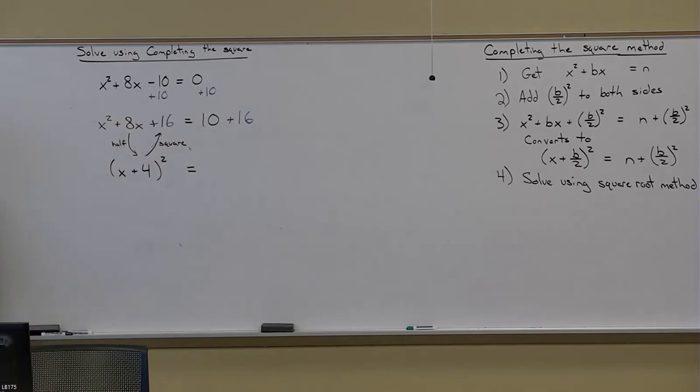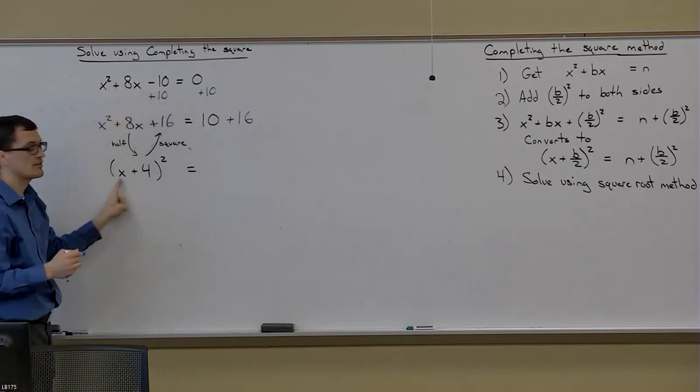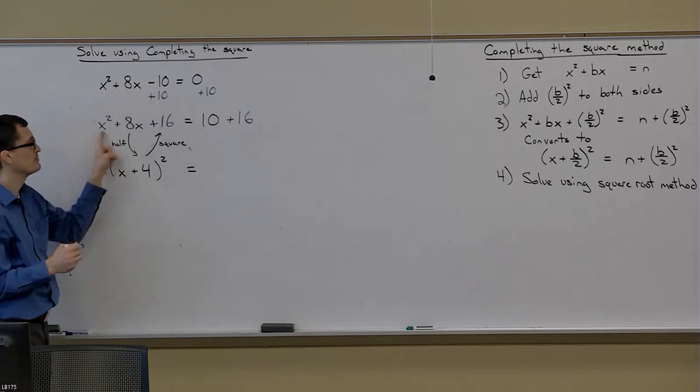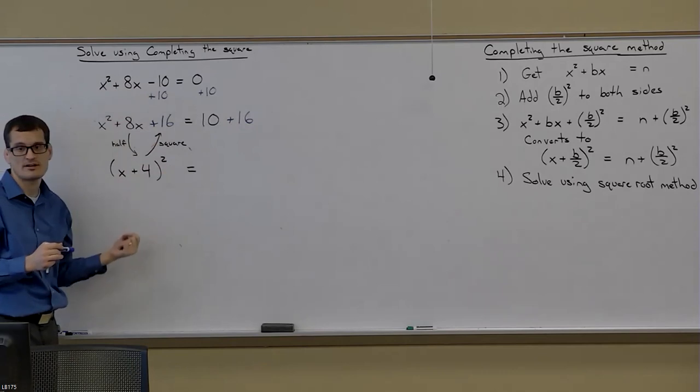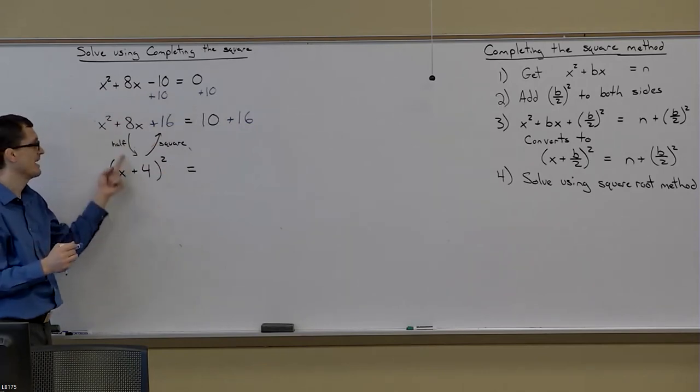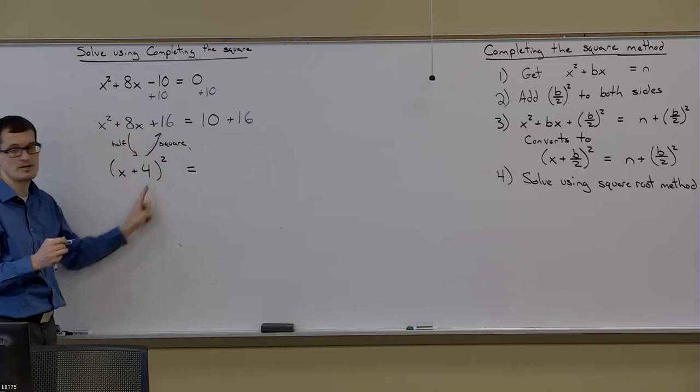You're okay with that? Now, the whole method is called completing the square because what I just did here is I created a polynomial that is a perfect square. Namely, this polynomial is x plus 4 squared. It has to be, every time I do that, if I take half, put it in here, then square it, this thing is going to be x plus 4 squared.